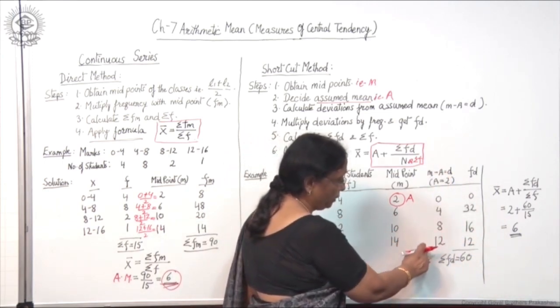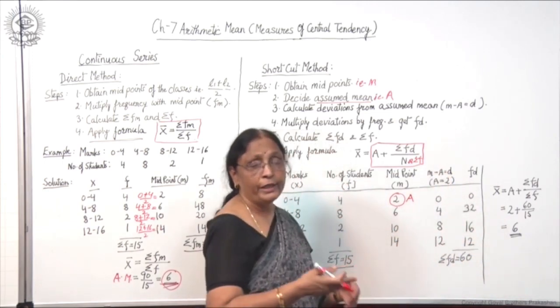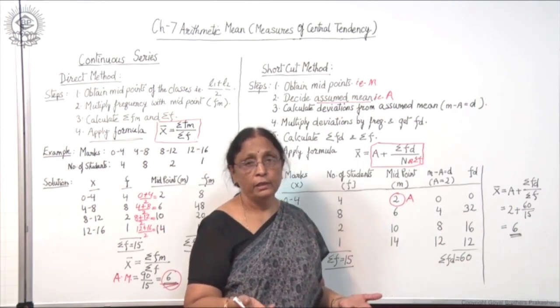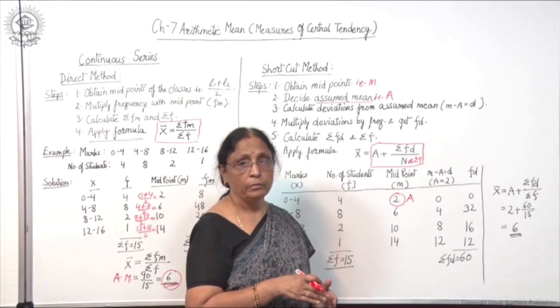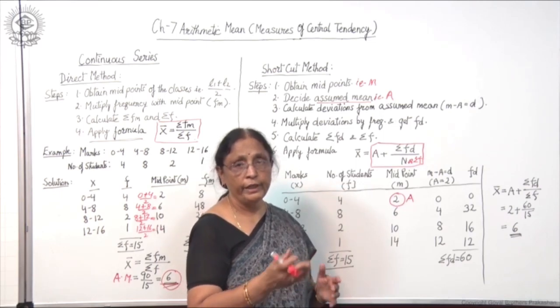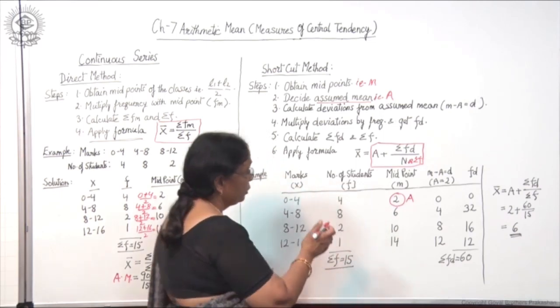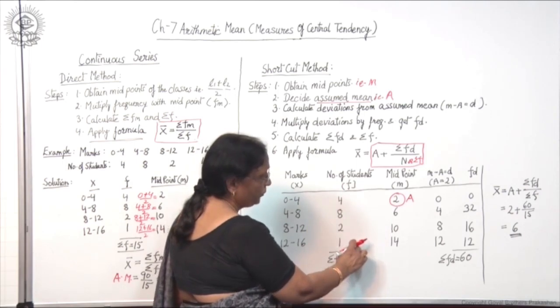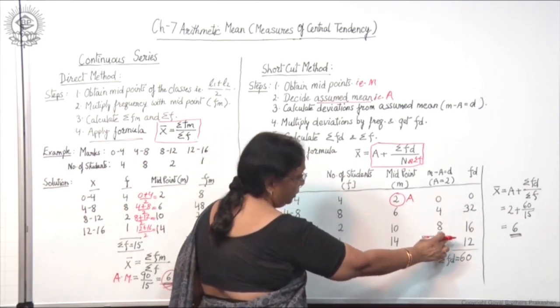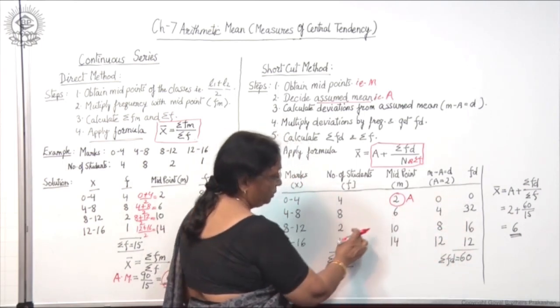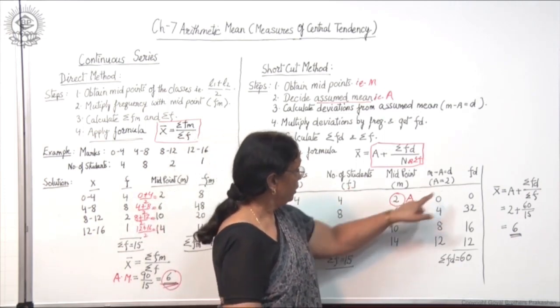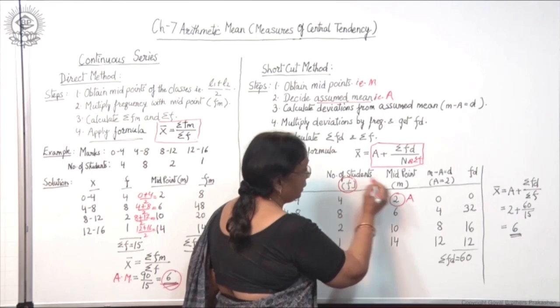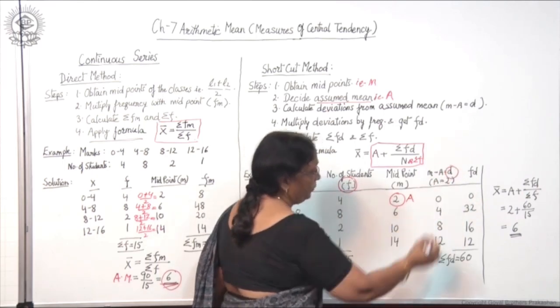D column you have done. Now how will you get FD? It is clear. You need to multiply the D column with the F column. Then only you will get FD. Right? So this is the F column and this is your D column. Multiply these two columns. Then you get FD.